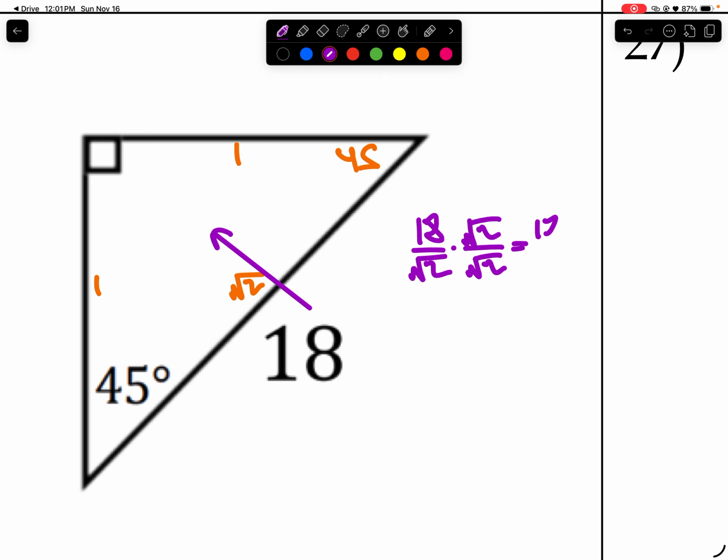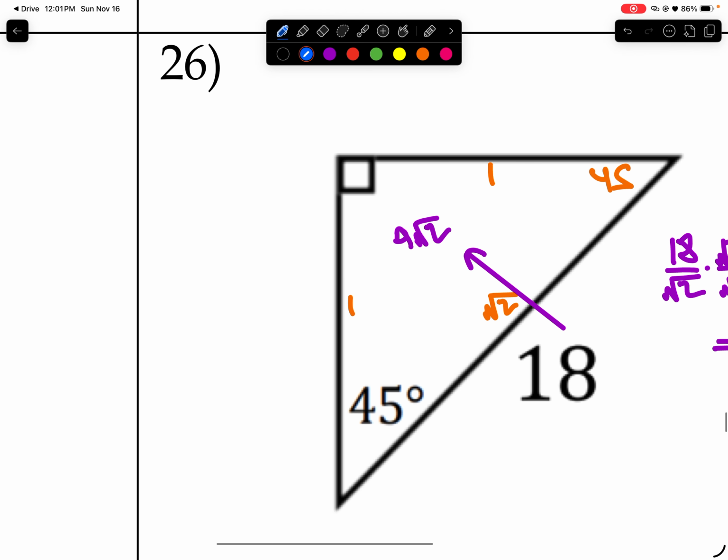So that's going to be 18 root 2 over 2, which is going to give you a value of 9 root 2. So 9 root 2 is going to be my interior number. And then you're going to multiply going out, which means we're going to have leg lengths of 9 root 2 and 9 root 2.